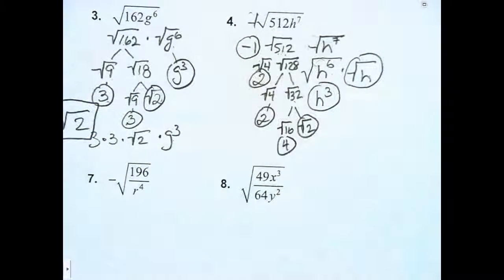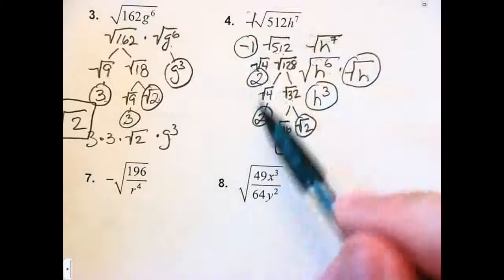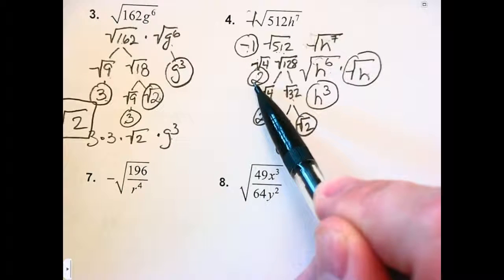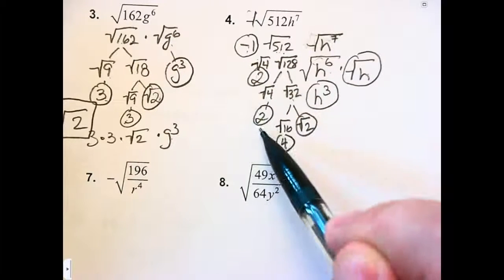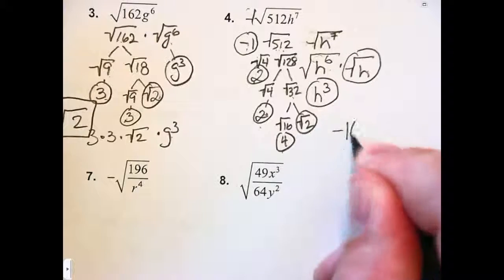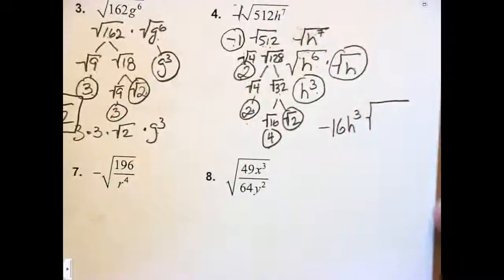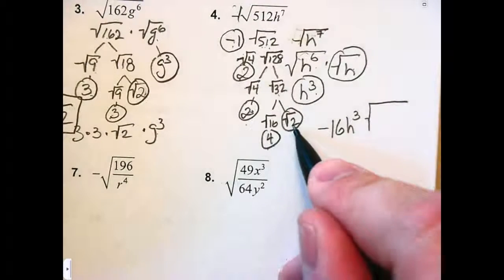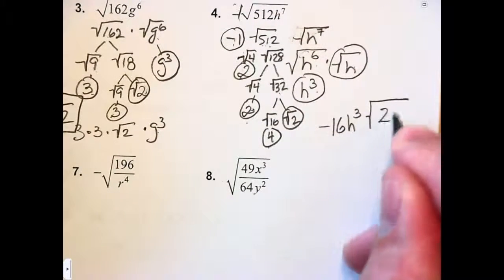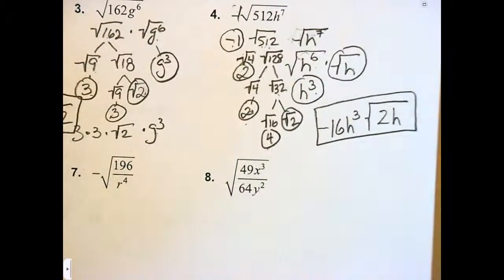Everyone see why we circle all the pieces? Makes it easier at the end. So, outside of your radical, you have a negative 1 times 2, which is negative 2, times 2 is negative 4, times 4 is negative 16. H cubed. What's in the radical? 2 and H. Now you're done with it.